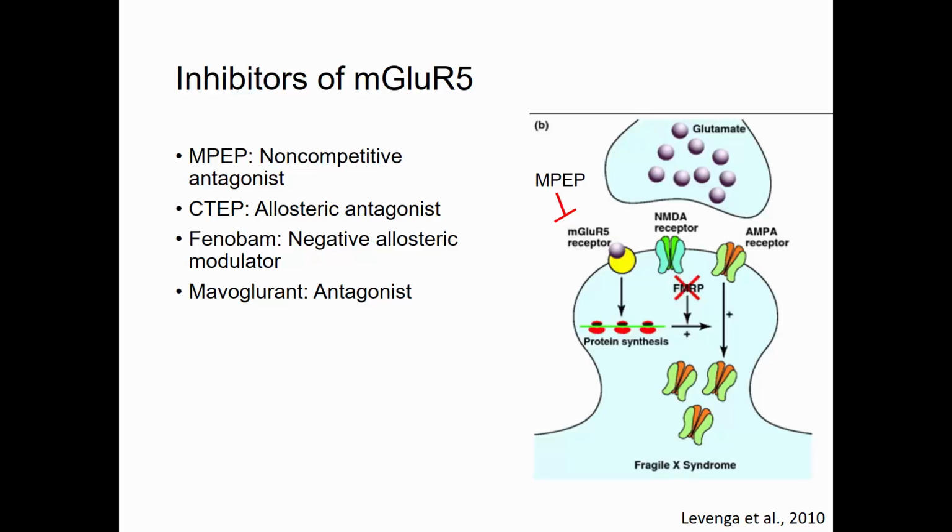So there's a number of inhibitors: MPEP, CTEP, Phenobam, Mavoglurant. We'll talk more about these last two, Phenobam and Mavoglurant, in the next lecture, as they've been used clinically to try and treat Fragile X, whereas MPEP and CTEP have been used more on the preclinical side, trying to see if they can reverse some of the symptoms in mice.